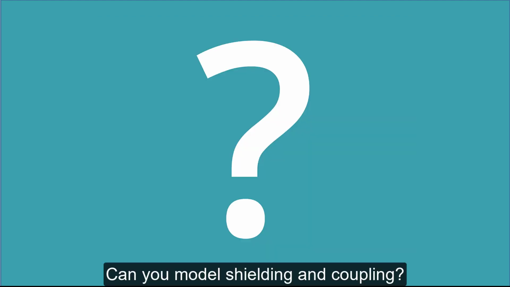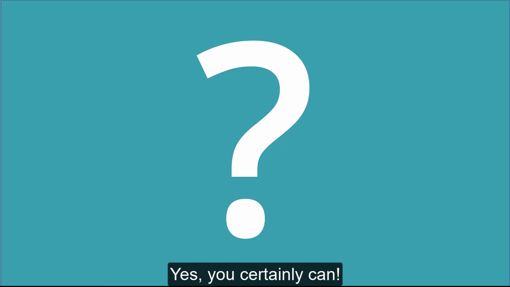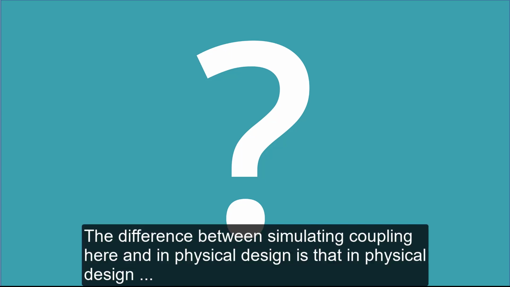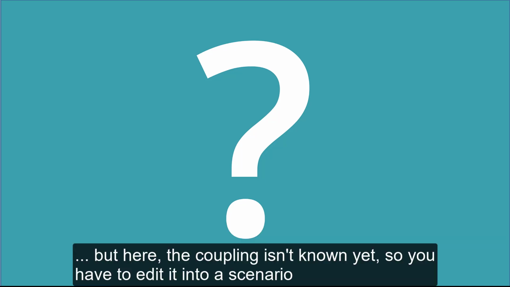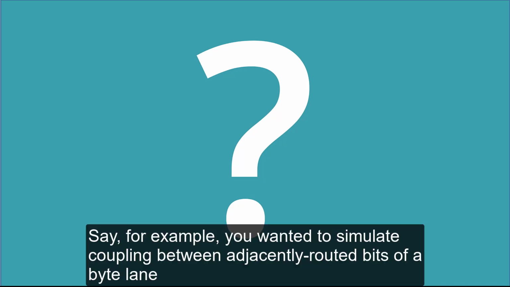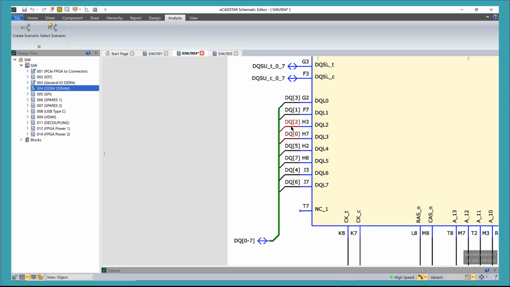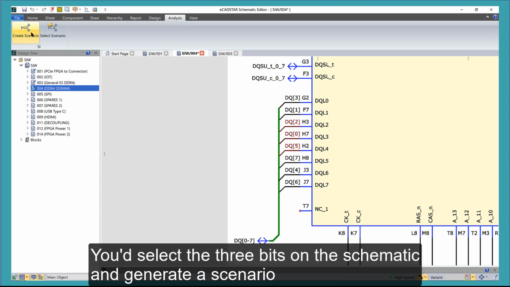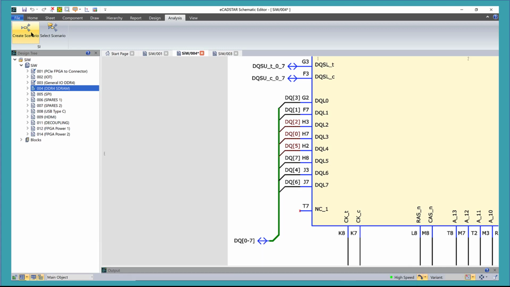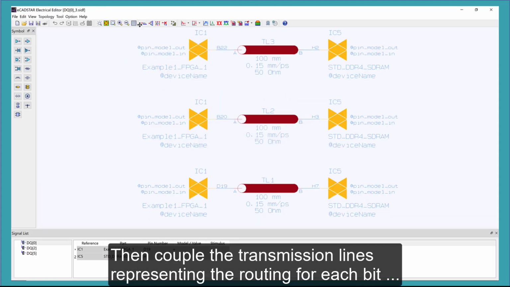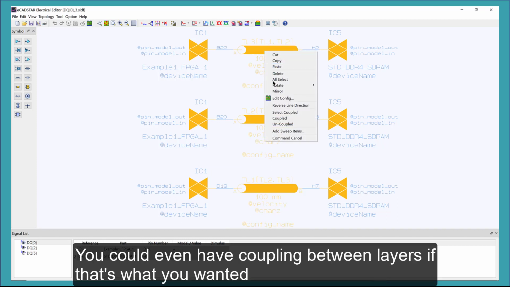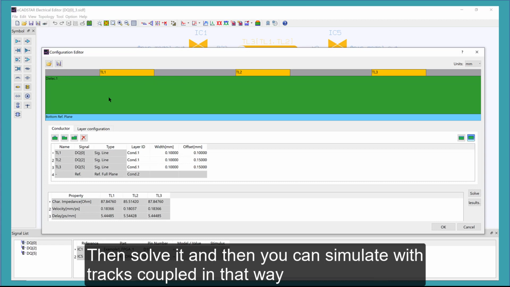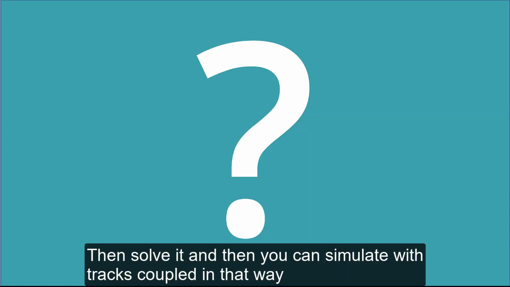Can you model shielding and coupling? Yes, you certainly can. The difference between simulating coupling here and in physical design is that in physical design you can extract the coupling, but here the coupling isn't known yet, so you have to edit it into a scenario. Say for example you wanted to simulate coupling between adjacently routed bits of a byte lane. You'd select the 3 bits on the schematic and generate a scenario. Then couple the transmission lines representing the routing for each bit, and then set up the track configuration in any way you like. You could even have coupling between layers if that's what you wanted. Then solve it, and then you can simulate with tracks coupled in that way.